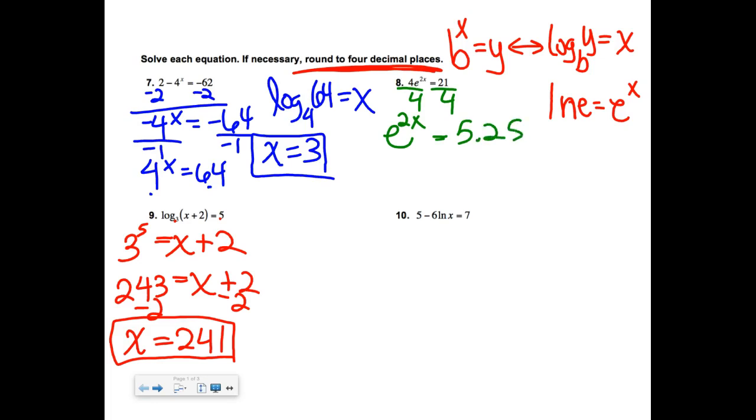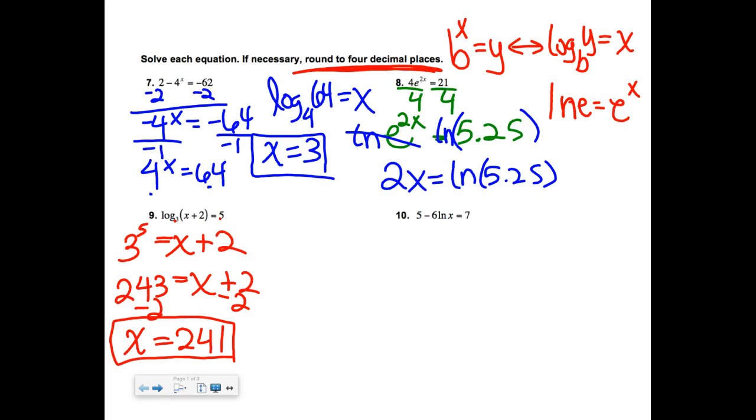Now, as I said, to get rid of an e, I'm going to take the natural log of both sides. So I'm going to take the ln of this side and the ln of this side. Here, the natural log and e are going to cancel each other. So I'm going to be left with 2x equals the natural log of 5.25. Now here's where our calculator is going to come into play. I want you to grab your calculator, and we're going to take the natural log of 5.25.